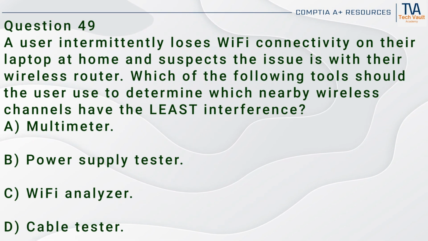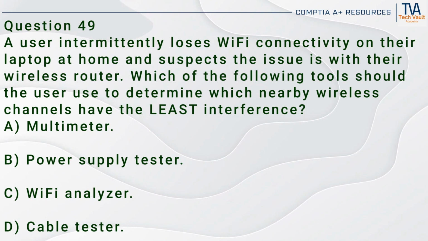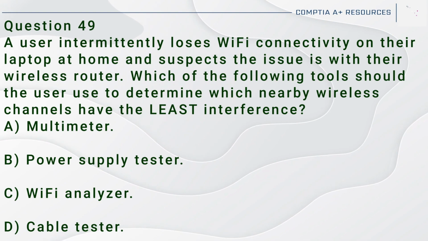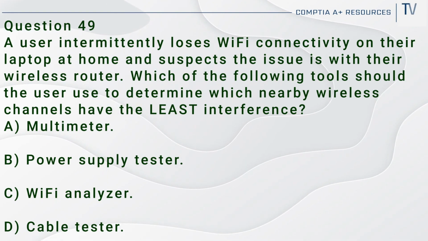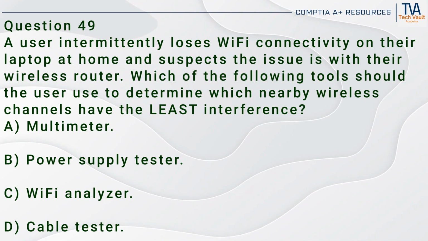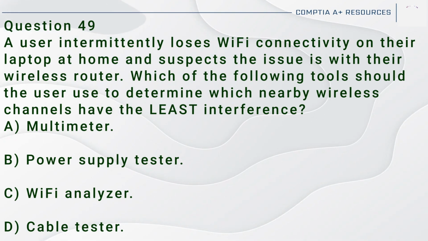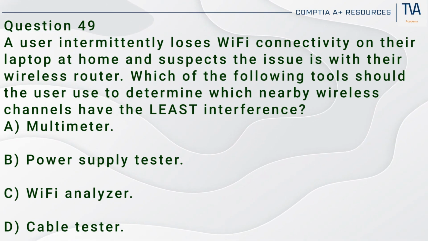Question 49. A user intermittently loses Wi-Fi connectivity on their laptop at home and suspects the issue is with their wireless router. Which of the following tools should the user use to determine which nearby wireless channels have the least interference? A. Multimeter. B. Power supply tester. C. Wi-Fi analyzer. D. Cable tester.